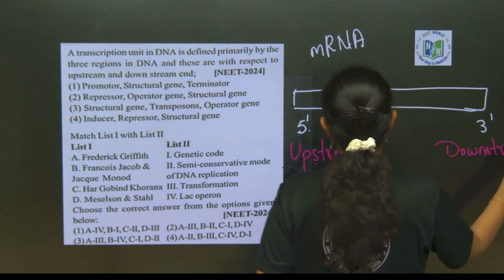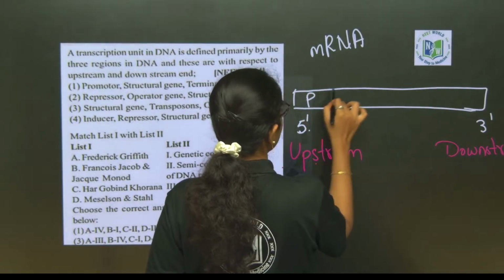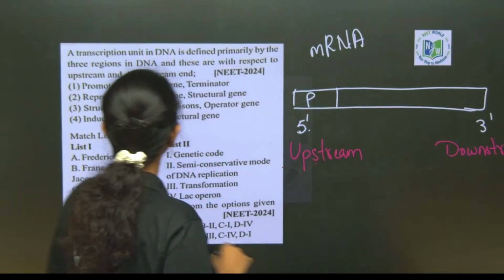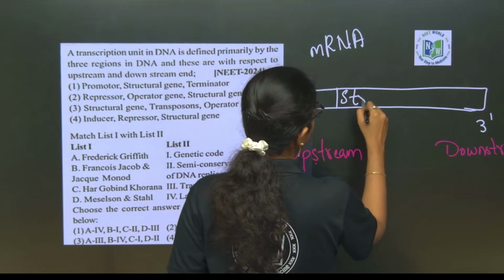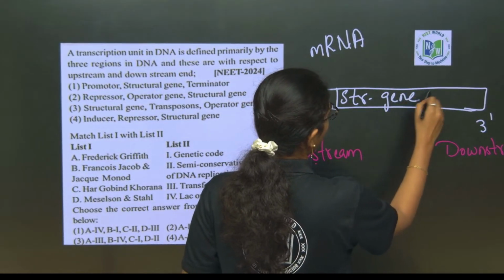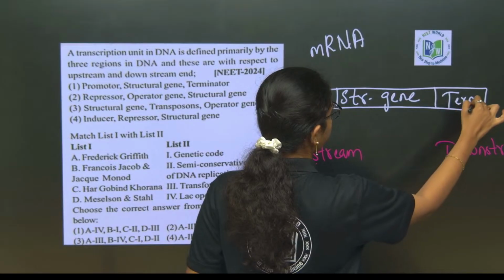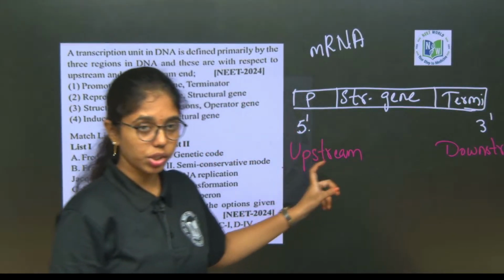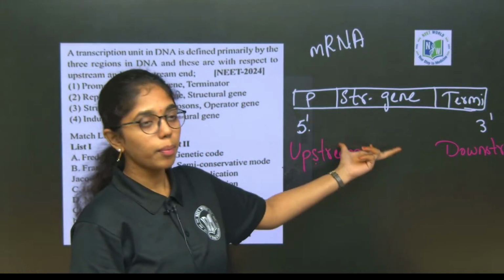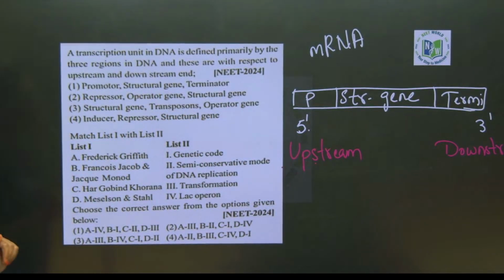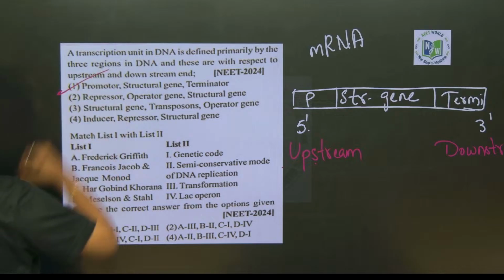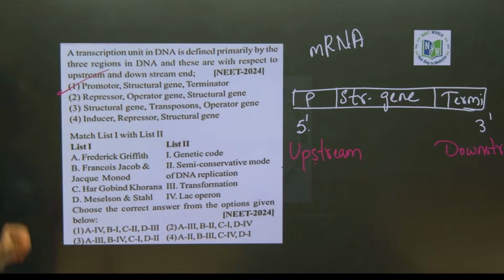In upstream, the promoter is present, followed by the structural gene, followed by a terminator. Promoter, structural gene and terminator will form one unit, that is the transcriptional unit. So what is the right answer over here? Option 1. Promoter, structural gene and terminator will form one transcriptional unit.